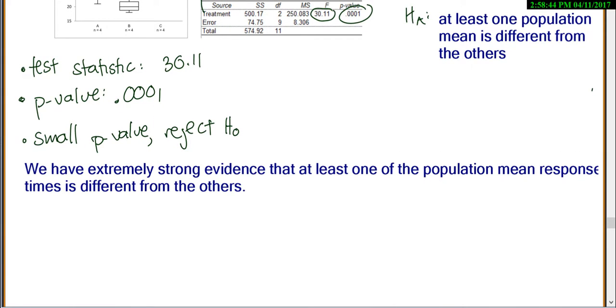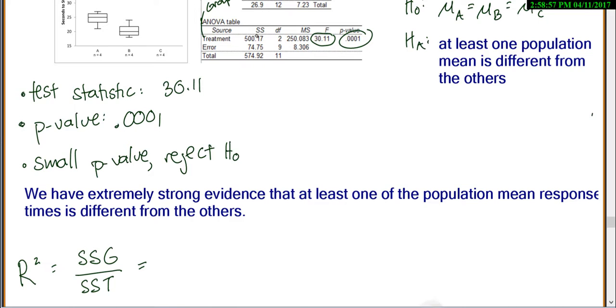And then finally, we were supposed to find R squared. R squared is defined as the sum of squares for the group over sum of squares for the total. So for that, we just come up here and look at our chart. Sum of squares for the group is that treatment SS, so 500.17, and sum of squares for the total is 574.92. This gives 0.87.